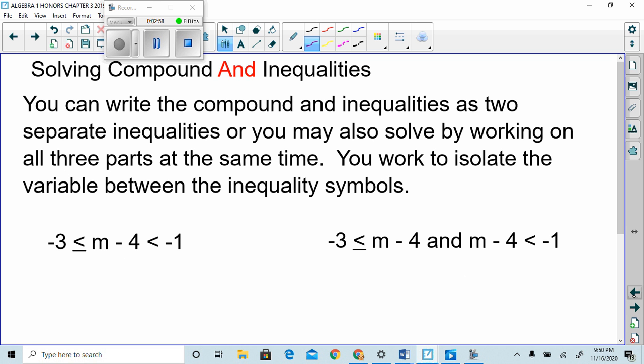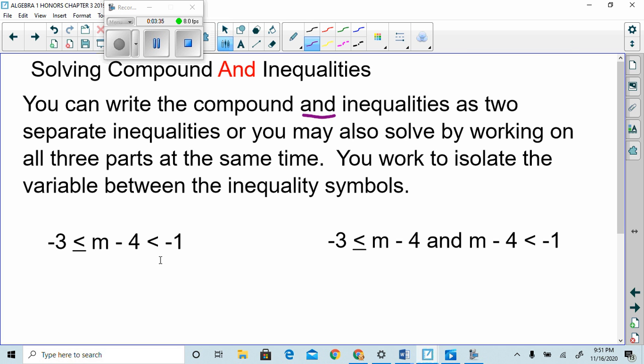So let's talk about solving them. You can write the compound and inequality as two separate inequalities, or you may also solve it by working all three parts at the same time. Here is my compound inequality: -3 is less than or equal to m minus 4, which is less than 1. Now, by working all three parts, I see I have something on the left, an inequality, something in the middle, that's the second part, the inequality, and something to the right, the third part.